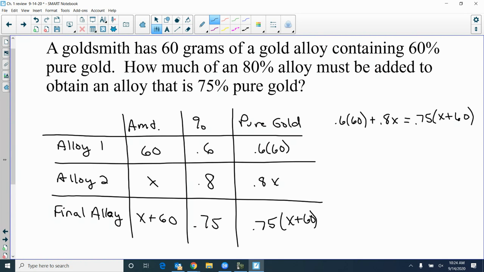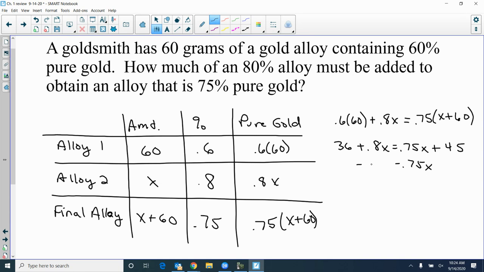Each problem is different. Sometimes you're given the final amount, like you need to make 25 grams of the 75%, but this time we don't know the final amount, so you have to do X plus 60. I believe this is 36 plus 0.8X equals 0.75X plus 45. Now you're good as long as you don't make an arithmetic mistake.